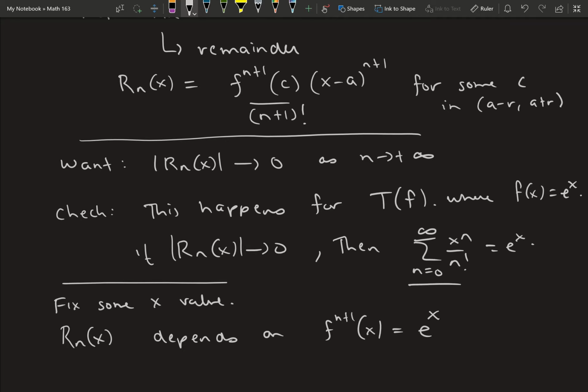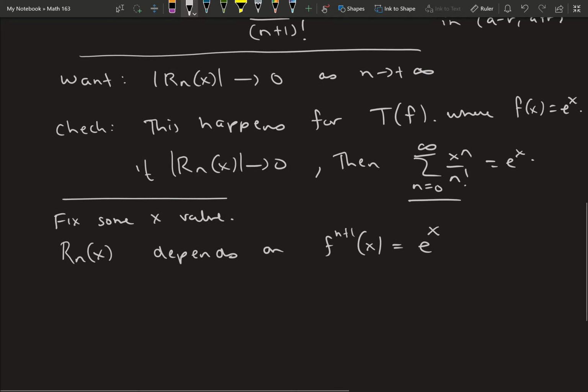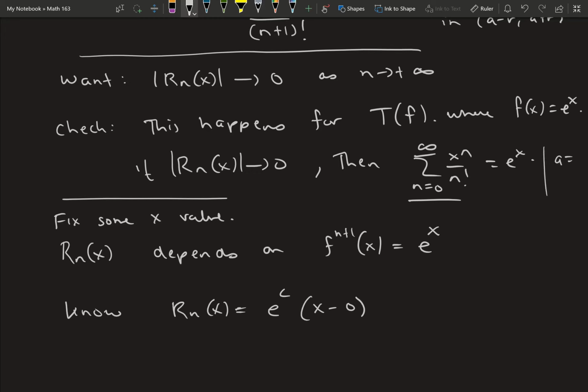Now, we know that R sub n of x is equal to e to the c times x minus 0, remember, a was 0 for us, we centered at 0, to the n plus 1 over n plus 1 factorial.